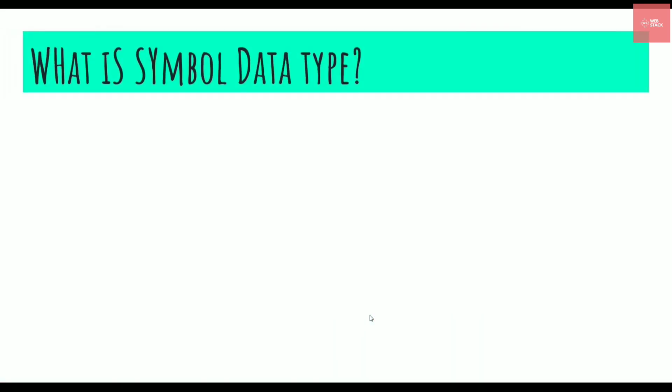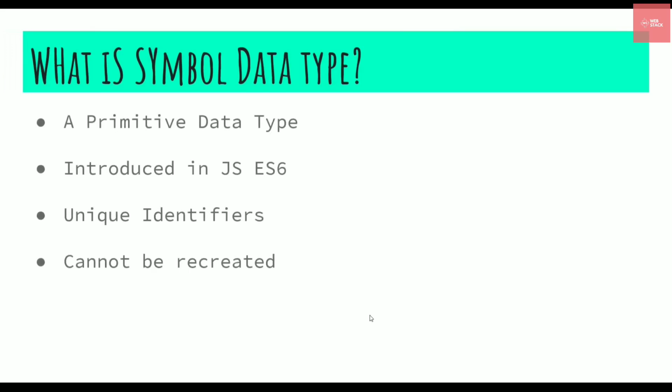Now let's first see what actually the symbol data type is. It is a primitive data type which is introduced in ES6, as we have already seen, and it is a unique identifier which cannot be recreated. It is a special identifier which we have in JavaScript, which sometimes is used for name resolution as well and many more. So let's move into our VS Code and write this code down.